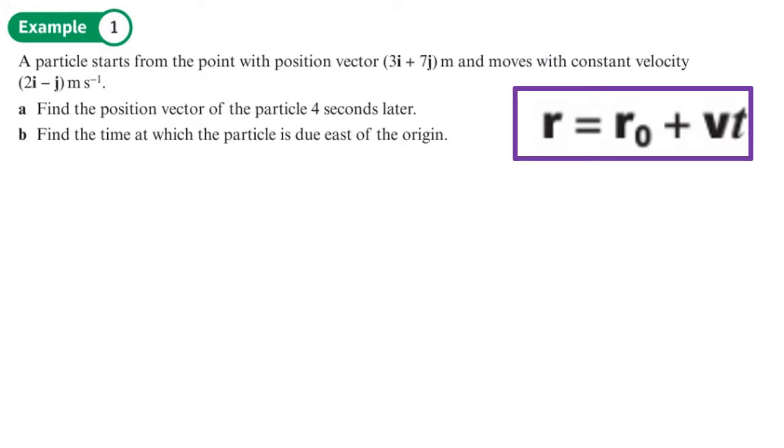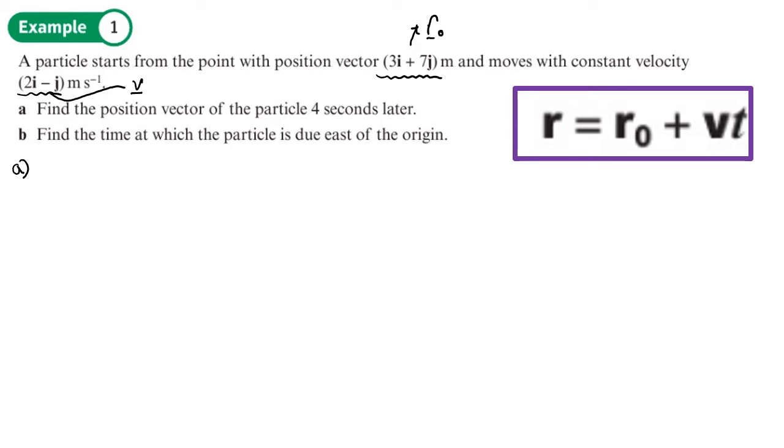Right, what do we have here? A particle starts from a point with position vector 3i plus 7j. So if that's where it starts, that's r0, and it moves with constant velocity 2i minus j. So here's our value of v as a vector. Find the position of the particle 4 seconds later. So what are we finding? We're finding its final position, and final position equals initial position plus displacement.